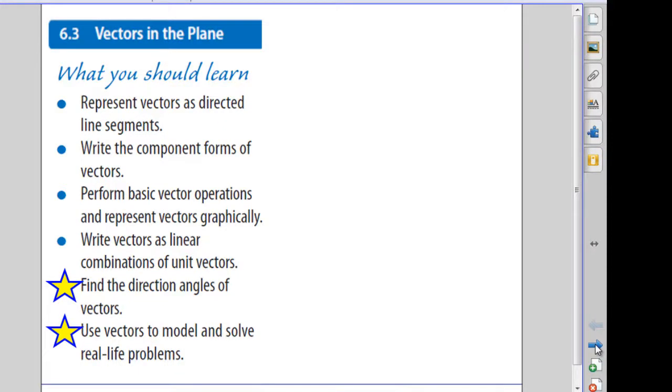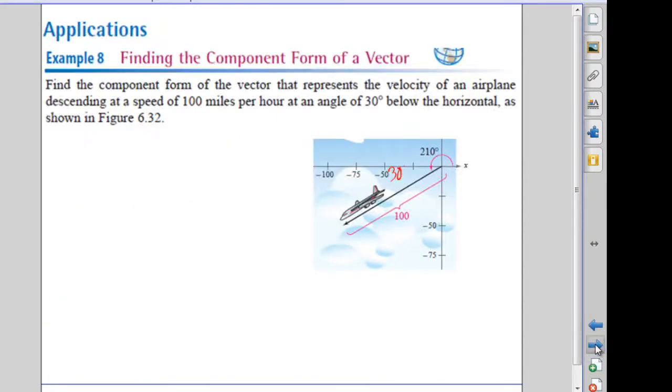Alright, welcome back to section 6.3, Vectors in the Plane. This video will cover examples 8 and 10 in your notes. Here you'll be learning how to find the direction angle of vectors and use vectors to model and solve real-life problems. So let's go and get started together.